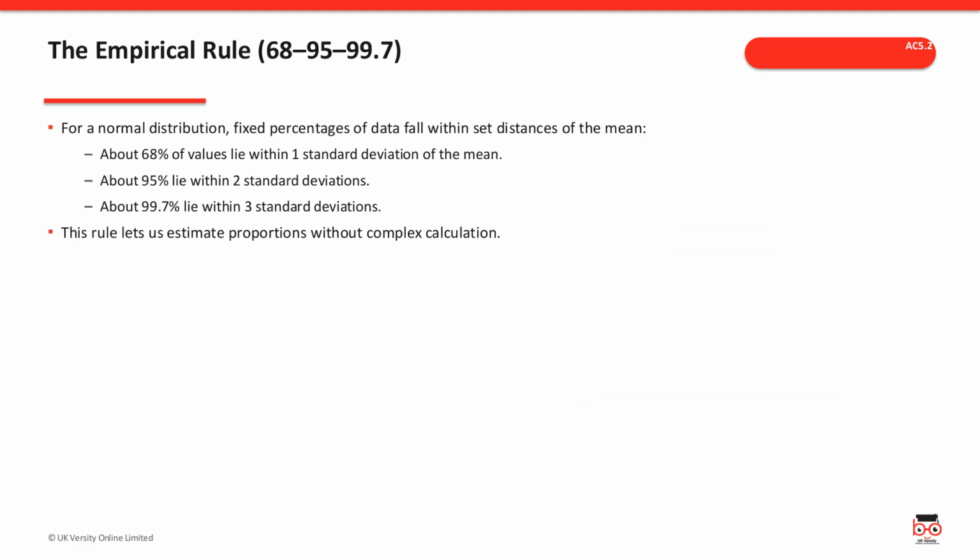The normal distribution comes with a wonderfully handy shortcut: the empirical rule, sometimes called 68, 95, 99.7. About 68% of values lie within one standard deviation of the mean. About 95% lie within two standard deviations, and about 99.7% lie within three. That single rule lets you estimate proportions in your head, without any tables or heavy calculation.